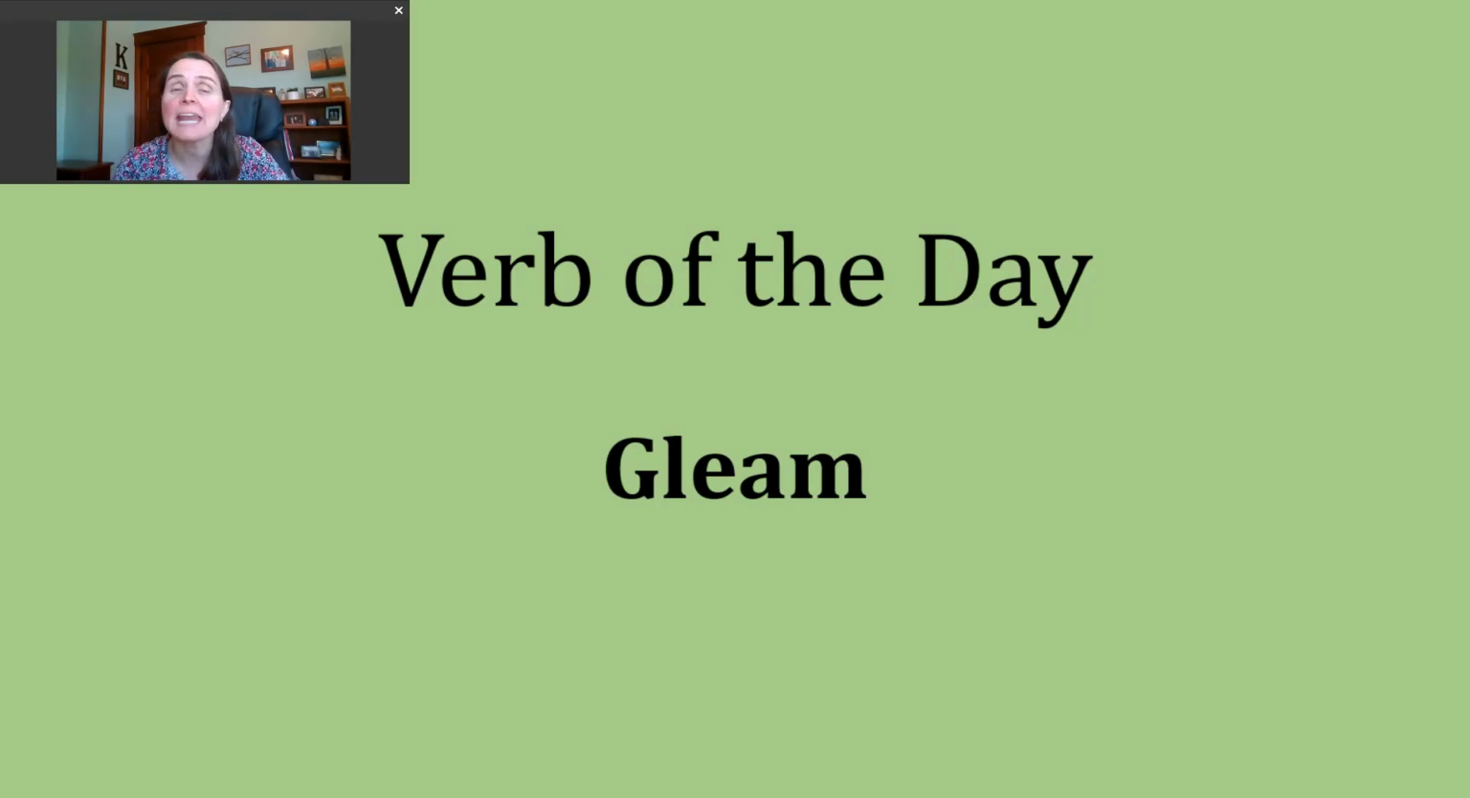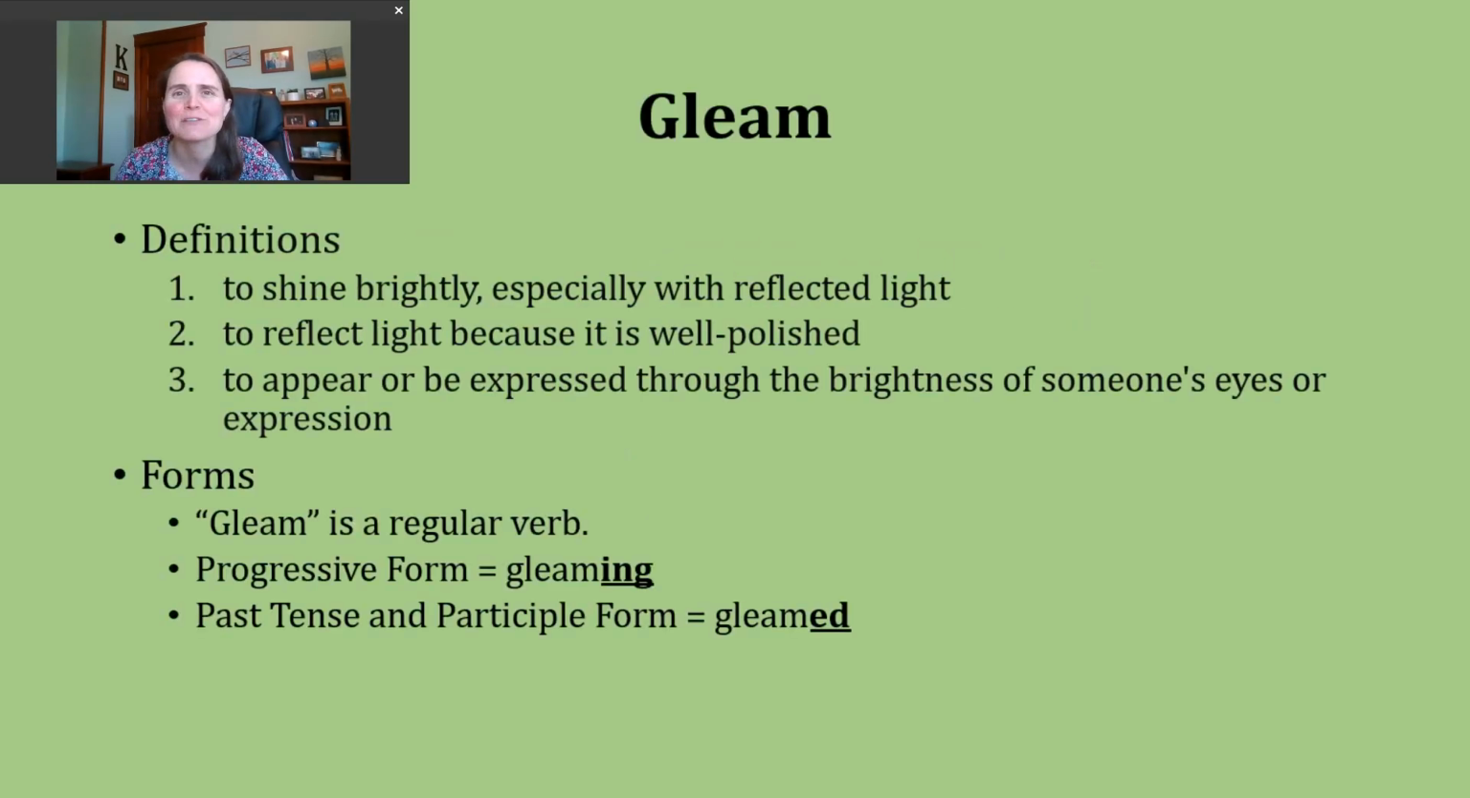Now let's take a moment and look at some of the definitions or the ways that we can use the verb gleam. The first way you might encounter it means to shine brightly, especially with reflected light. Sometimes we might think of the sun casting a light and causing something else to shine more brightly because of that reflected light. But that light source could be from other places as well.